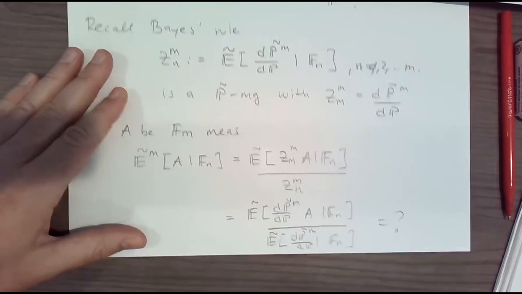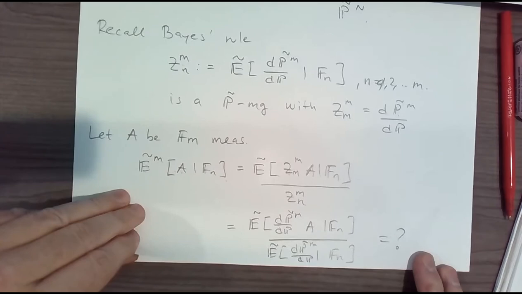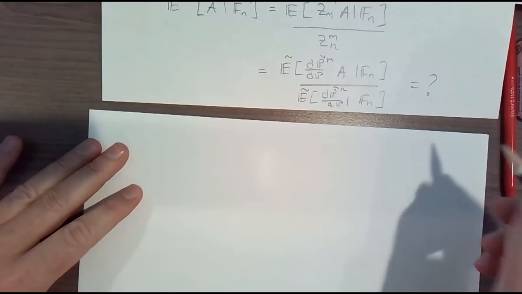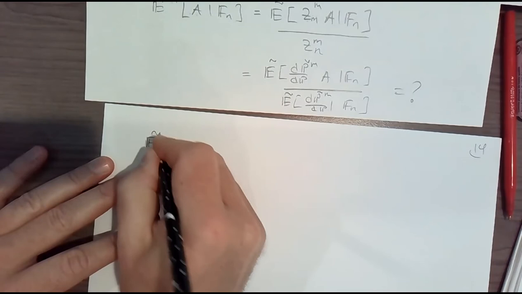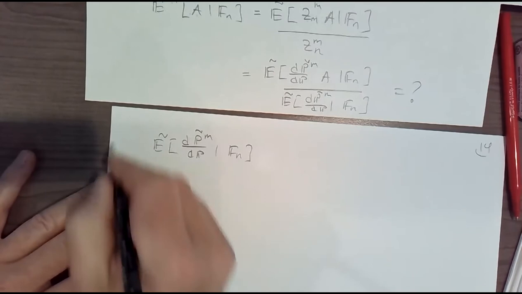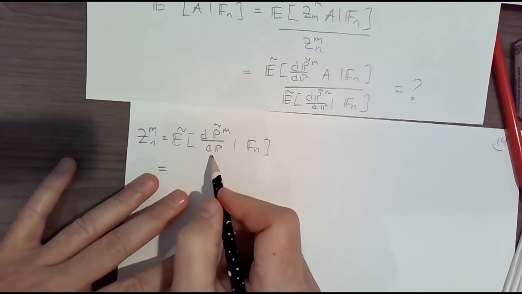So we need to compute two conditional expectations. The top one and the bottom one, let's try to work out what they are. Let's simplify a bit. Work out the bottom one. So E tilde, the conditional expectation of the Radon-Nikodym derivative, dP̃M over dP given Fn. This here is our CMN. And so what we do is we plug in the Radon-Nikodym derivative. What is the formula?